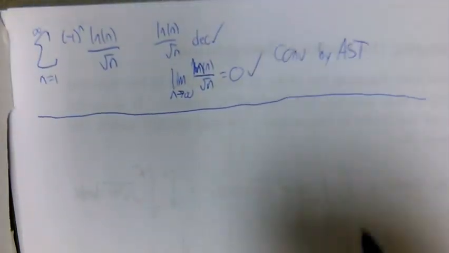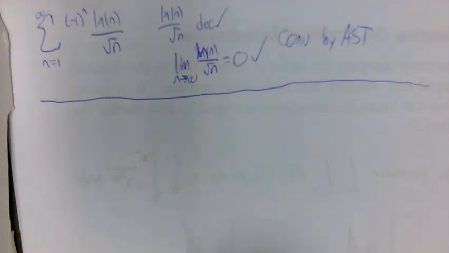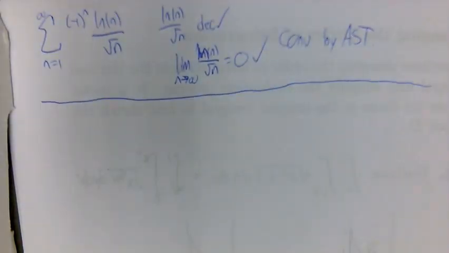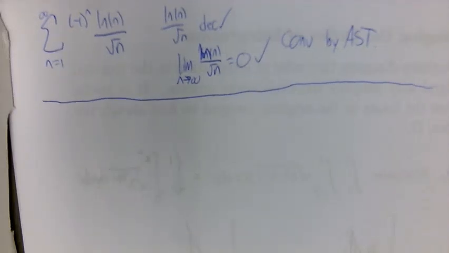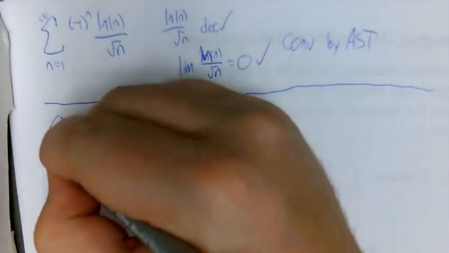And this demonstrates just how easy it is to use that test. So if you do see an alternating series, it's very likely a good idea to just go ahead and use the alternating series test there.